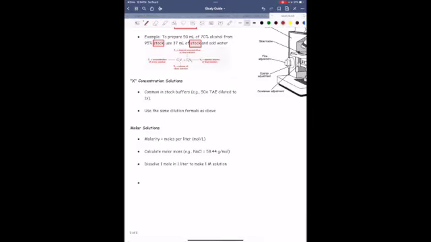So X concentration solutions. Then there is going to be molarity, so that's moles per liter. That's another important one to know.